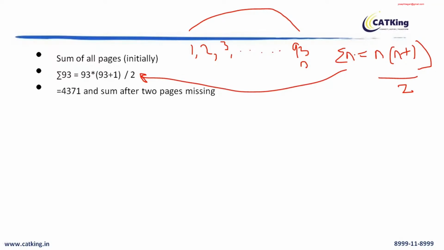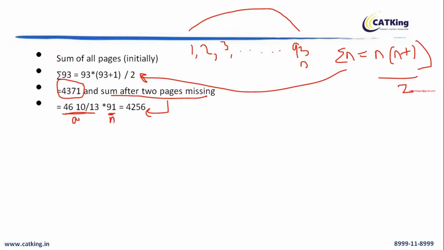So the sum of these two will be 437, and the sum of the two pages is the same. This is 4256. Okay, what is this? This is the sum of 93 numbers, and what is this? The sum after the two pages are missing. How did they find the sum after the two pages are missing? This is the average after the 2 pages are missing into 90 and 91. This is average into quantity. Which average is this after the 2 pages are torn, which n is this after the 2 pages are torn, which sum is this after the 2 pages are missing, and which is this before the 2 pages are missing.